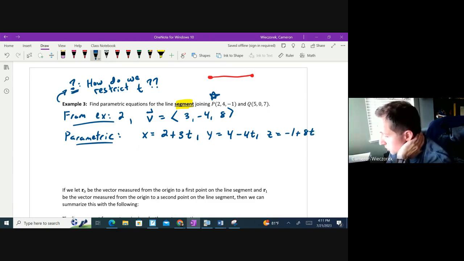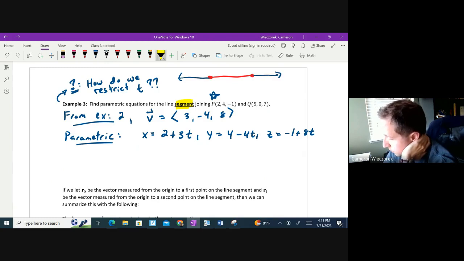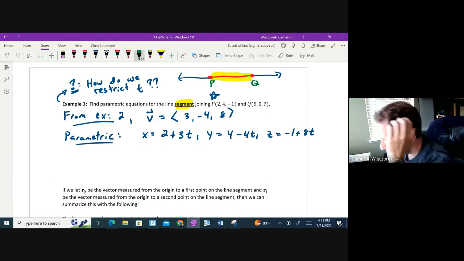Well, we have to be more strategic here. Before we had the whole line. How do I specifically choose values of t so that I'm only restricted to this red portion going from P to Q? Well, it's just a matter of kind of trial and error. What t value would start you at 2, 4, negative 1? See if you can think about that for a minute.